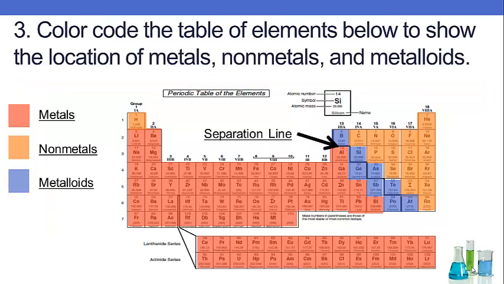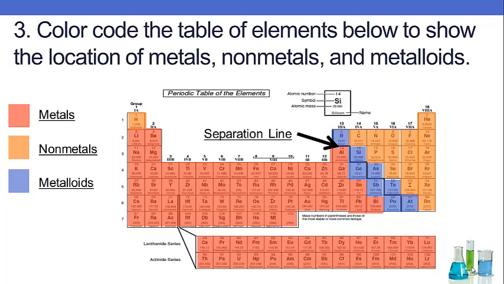Next question is to color code the table of elements to show the metals, nonmetals, and metalloids. So the key thing to look for here is the separation line. That thick line dictates where all of the metalloids are. Now the only exception, everything that touches it is a metalloid except for aluminum. But that shouldn't be too hard to remember because you've experienced aluminum, you've seen aluminum foil, you know that that's a metal. So the things that touch the line, except for aluminum, are going to be our metalloids.